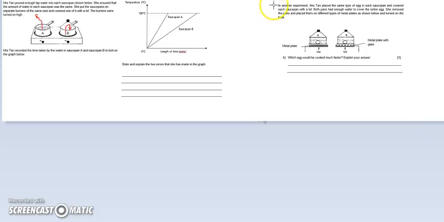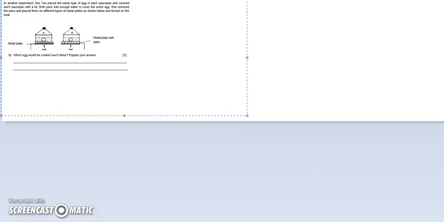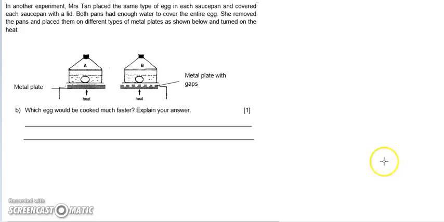So just let me arrange this. Okay, so in another experiment, Mrs. Tan placed the same type of egg in each saucepan and covered each of them with a lid. So this time both have lids. Both pans had enough water to cover the egg. Then she removed the pans and placed them on different types of metal plates, as shown below, and turned on the heat.